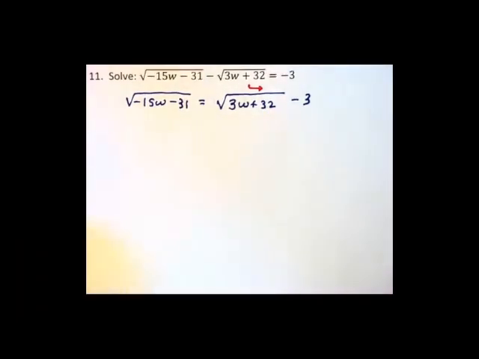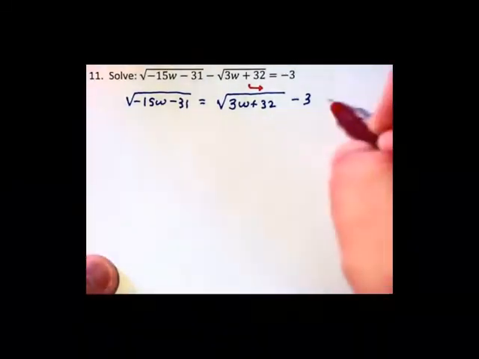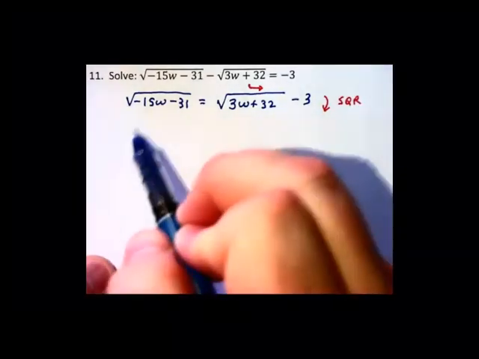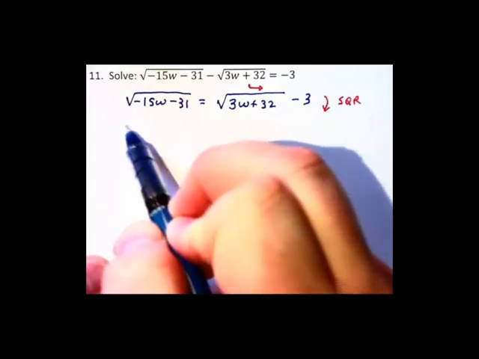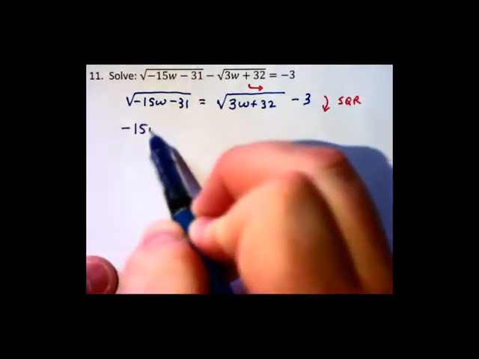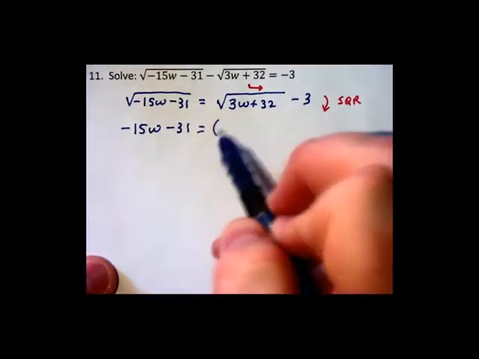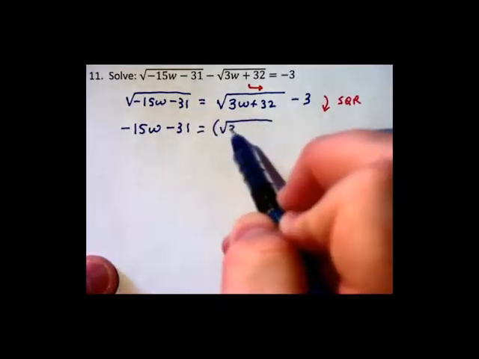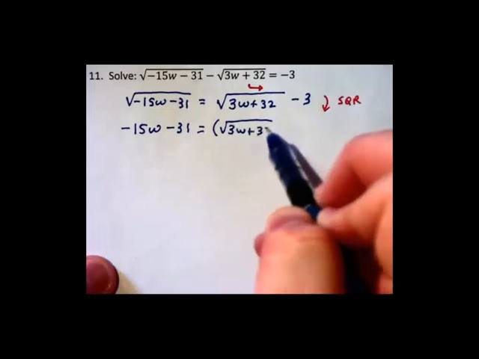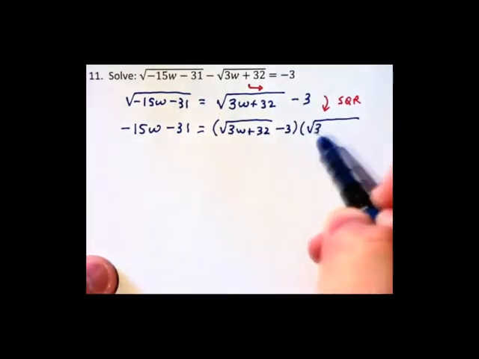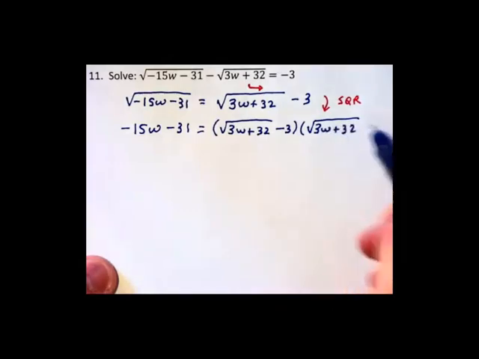Okay, we've got a radical by itself. It's now time to square both sides to lift off that radical on the left. So we're going to have what? Negative 15w minus 31, and on the right we're going to have a FOIL problem. Root 3w plus 32 minus 3 times root 3w plus 32 minus 3.